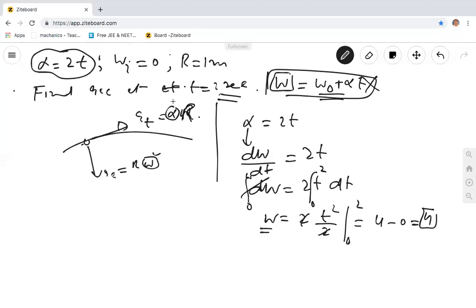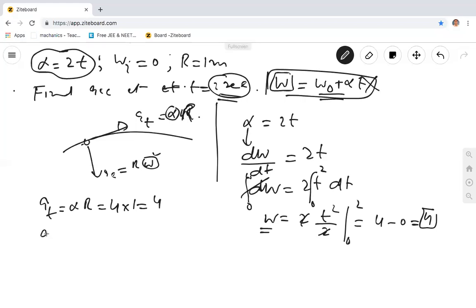What is alpha? 2t. But now what's alpha here? After 2 seconds. Alpha is 2t and you have to find the acceleration after 2 seconds. Therefore, you have to find alpha after 2 seconds. That will be alpha is 4. r is 1. That is 4.